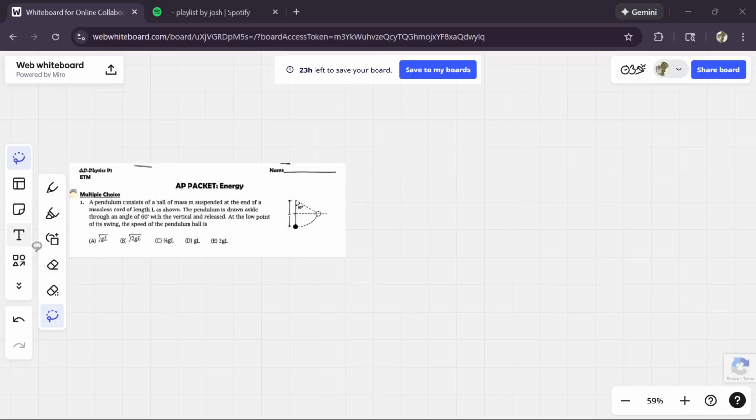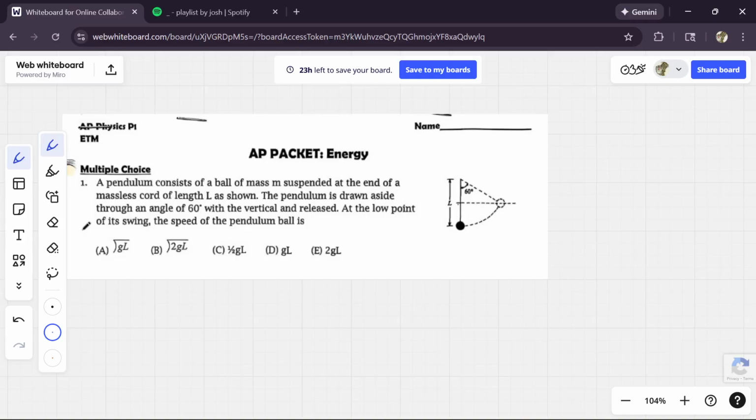Okay, first question on the packet. I'm gonna try and speed through this. We're solving for the speed of the pendulum. I'm gonna start off here. Actually, speed of the pendulum is what?